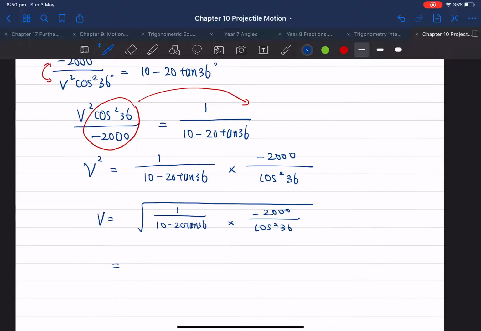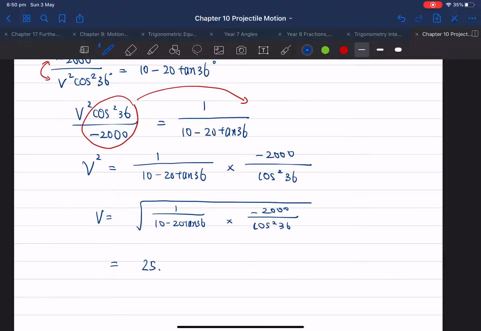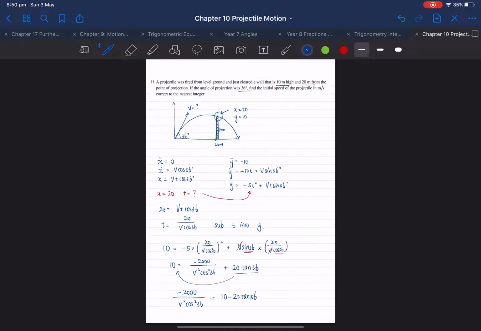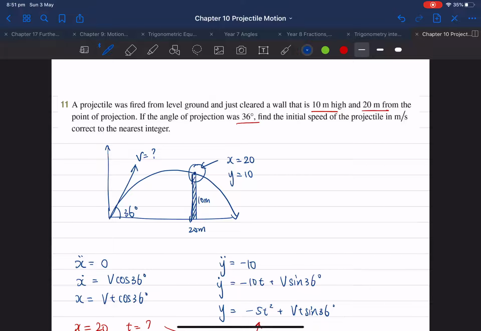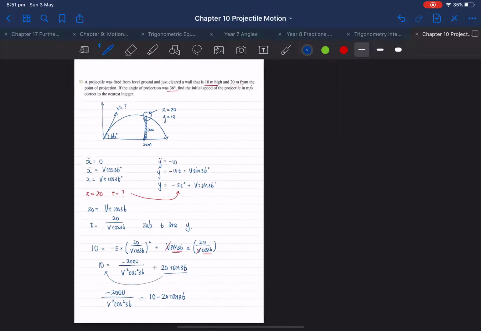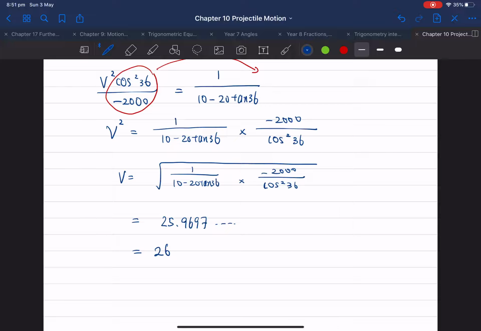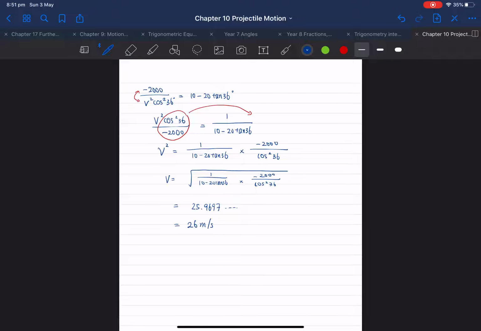All right, so I got 25.9697 and goes on. So if you round this number, it'll be 26. What does the question ask us to find? Find the initial speed. And the initial speed I got here is 26. Pretty sure that's correct, but please do check with the answer and see if that's correct or not. But v, according to my answer here, is 26 meters per second.